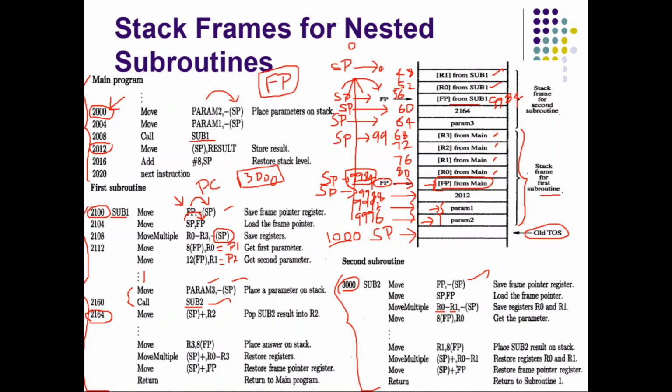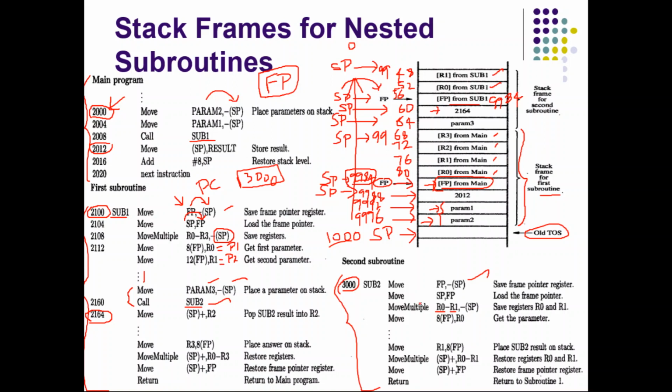But where is FP pointing? FP is pointing to this 56. Now, if you want to get the parameter that is being passed by subroutine 1 to subroutine 2, you can retrieve it by using FP. FP is pointing to 56. Below that is the return address, and below that is the parameter. So FP plus 6 will give the return address, FP plus 8 will give the parameter.